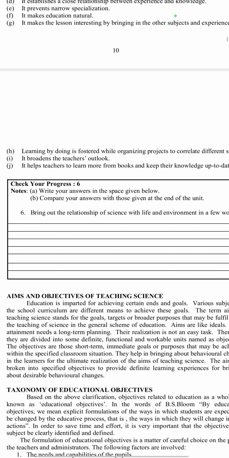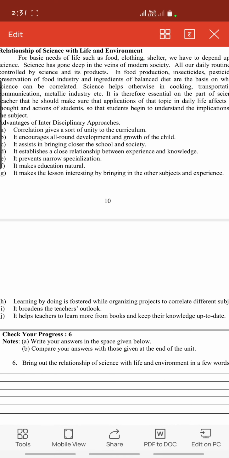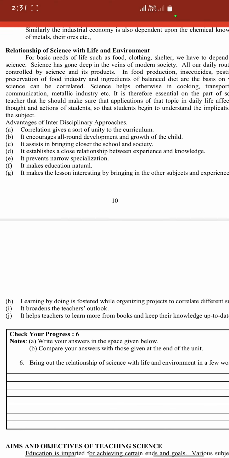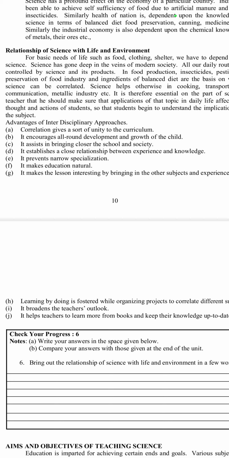So those were the advantages of the relationship of science with life and environment. That was the last topic that we will be discussing at the preliminary level. So be ready for your examination for principles, strategies, and teaching of medical lab.